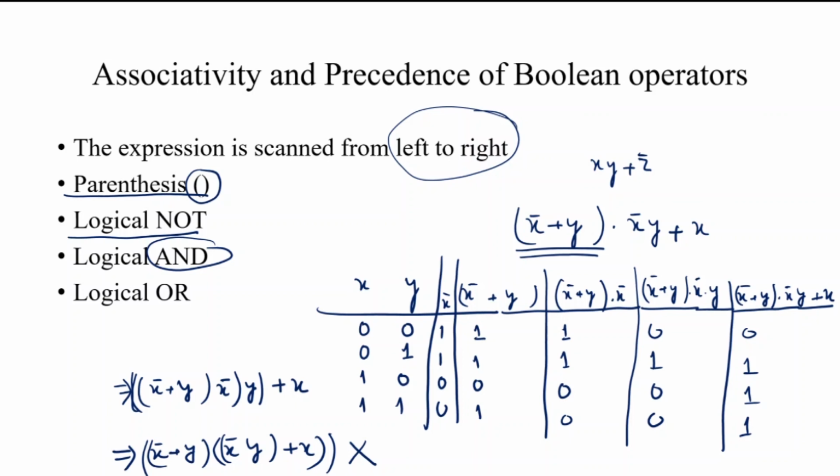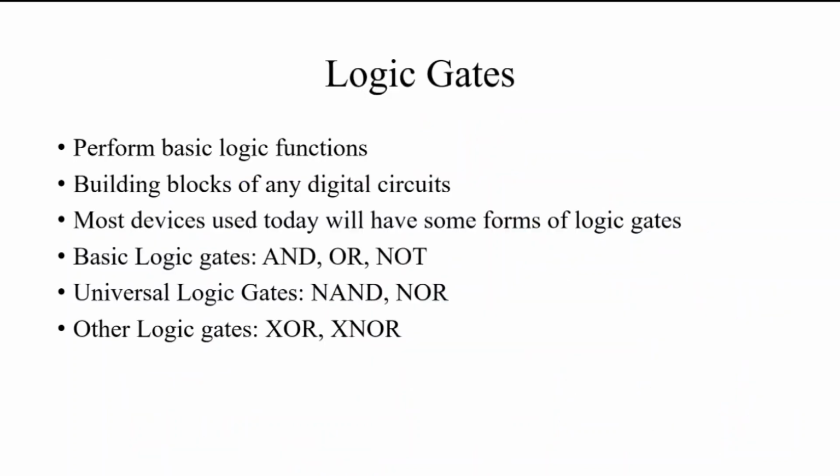That's why, for evaluating an expression, we scan the expression from left to right. And what is the order? First we evaluate the Boolean expression present inside the brackets, and then perform a logical NOT, the second highest priority, and third is the logical AND, and in the last we perform a logical OR operation.